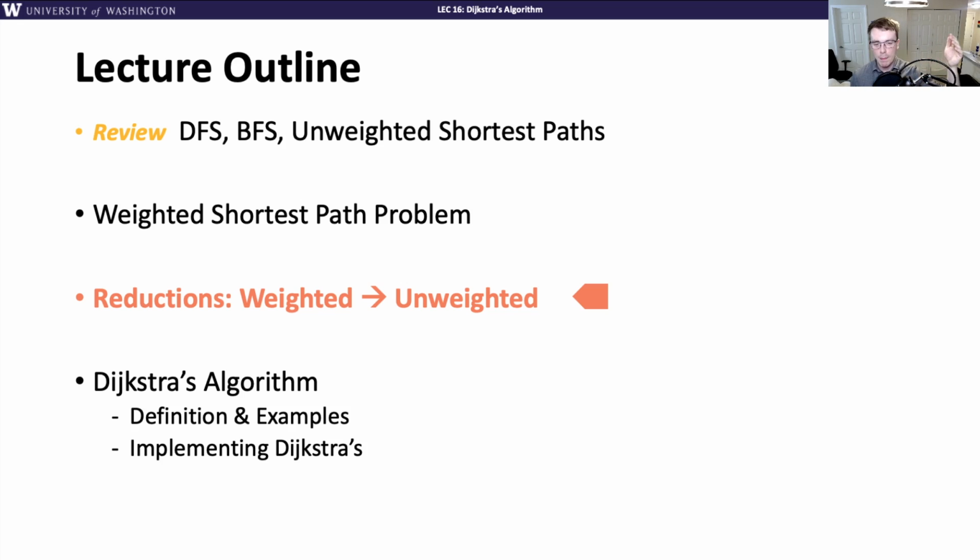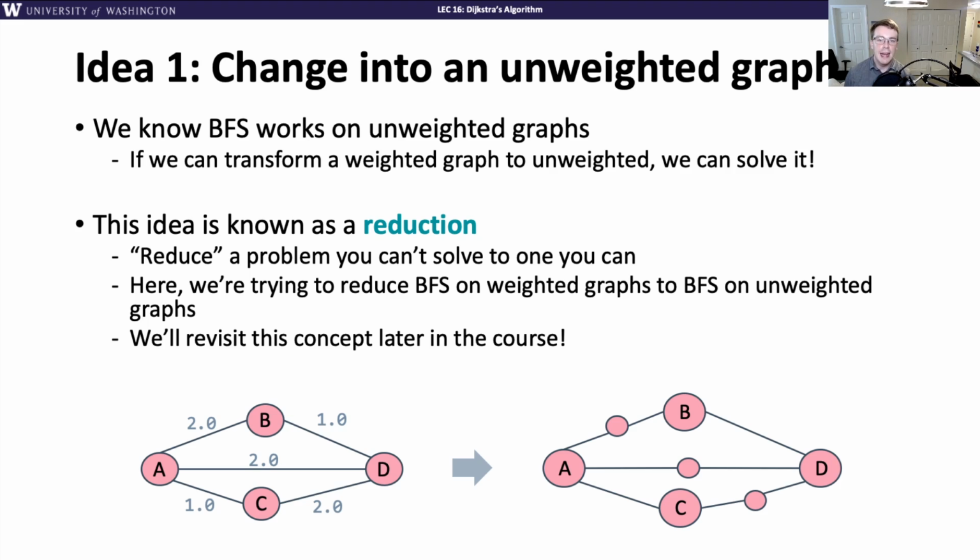But I wanted to cue up this idea of a reduction because we'll talk about it a lot more later. So the idea here is to change our weighted graph into an unweighted graph. We know BFS works in the unweighted graph, so could we potentially transform our weighted graph somehow? This idea of trying to do this translation into a problem that we know how to solve is called a reduction. We're trying to reduce a problem that we can't solve to one that we can. Reduction is a bit of a strange term that comes from the computer science field. You probably should just think of it as a transformation, but we call them reductions because you're reducing the problem to one you know how to solve.